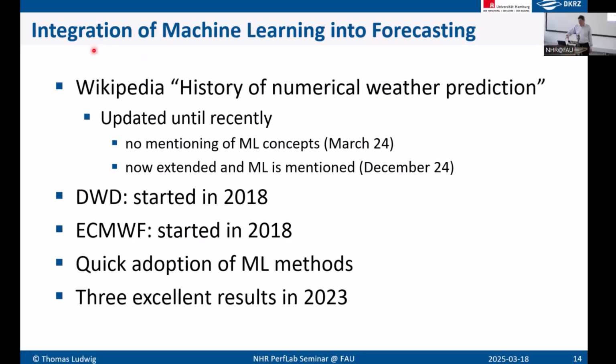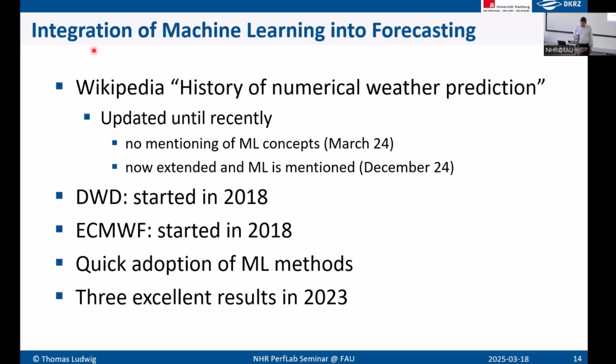DWD started with first efforts in 2018, also ECMWF. And then there's a quick adoption of machine learning methods, but you have to know that DWD and ECMWF have so-called products, which is the weather prediction that goes out. DWD, for example, is responsible for the German air traffic, and that needs a certain degree of reliability. So they do not easily switch from a production mode that uses partial differential equations to a production mode that uses machine learning, obviously. But it will change in future.